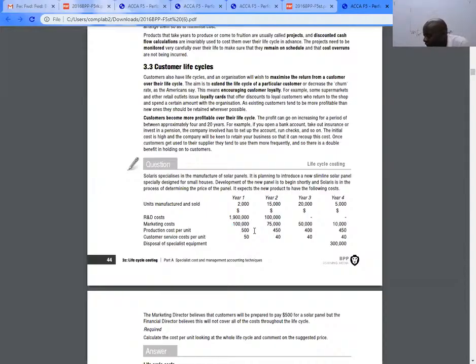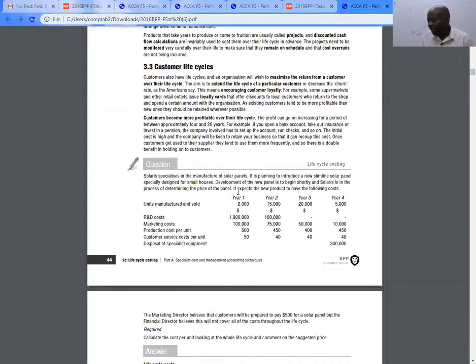Like now here you will take 500 times 2,000 plus 450 times 15,000 plus 400 times 20,000 plus 450 times 5,000. Because ideally, I would want to get the total production cost over the entire life cycle for all the years. The same case here with customer service cost, I can see per unit, so I must always do that simple thing. How about the disposal? They have not made mention of the word per unit anywhere, so I'll only take it the way it is, 300,000.